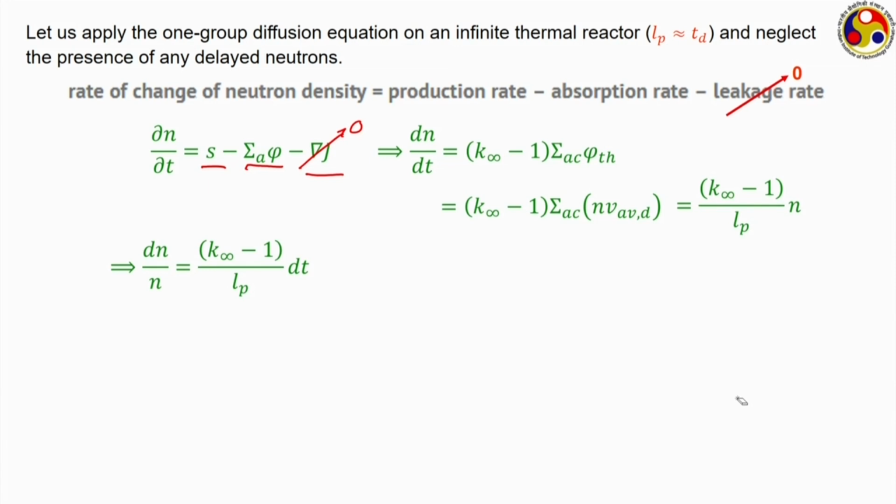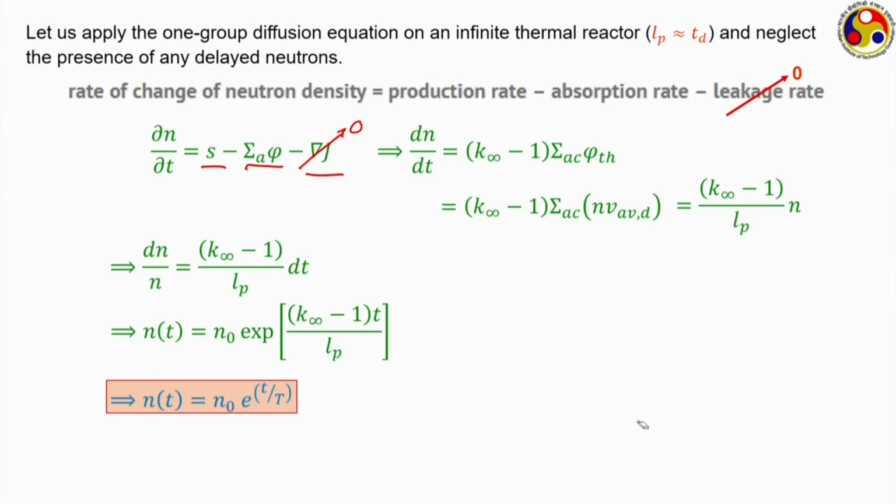Putting this into perspective now, we can rearrange the terms and perform this integration to get the expression n(t) equal to n naught into exponential of (k infinity minus 1) into t by LP, where n naught refers to the neutron density at time t equal to 0. Or n(t) equal to n naught into exponential of minus t by capital T, where capital T is LP upon (k infinity minus 1). This is called the reactor period.